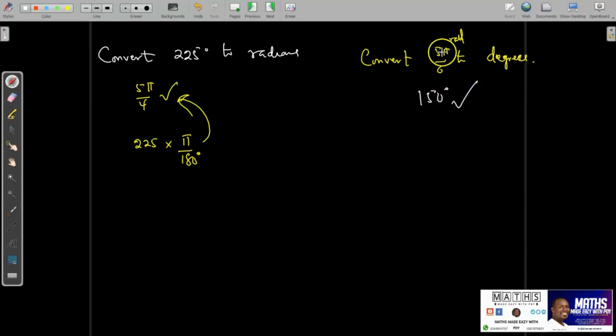So all that you needed to do to get the answer is 5 pi on 6 needs to be multiplied by 180 over pi. So pi will cancel pi. 6 will go into 180 how many times? 30 times. 30 times 5 is 150 degrees. So that's it. You are right. Thanks so much.